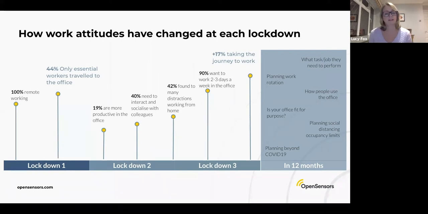But when we look now, we're seeing stats of 42% found that many distractions when working from home. So it's fair to say that hybrid or rotations or all those types of working environments are going to become a part of our everyday working life, not just for the phased return to work, but how we plan and how we support in the future.